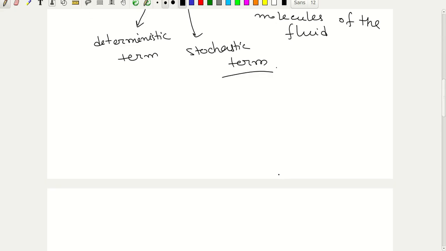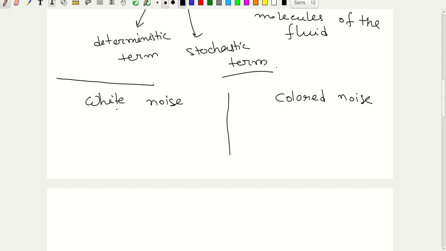There is also another example, which is called the Johnson noise. Let me classify the noise first. There are mainly two types of noise, the white noise and the colored noise. This has a reference in the Fourier space, but let me describe it briefly.